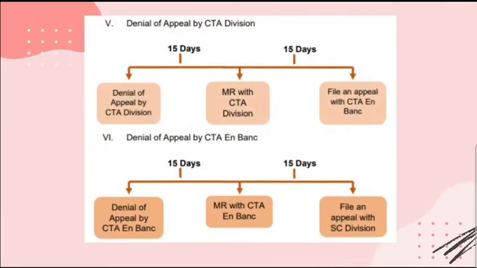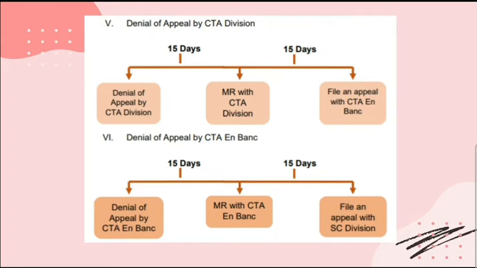So, in the fifth step, if the Court of Tax Appeals Division denies the appeal, the taxpayer may file a motion for reconsideration before the same Court of Tax Appeals Division within 15 days from the receipt of such decision. Then, if the motion for reconsideration is denied, the taxpayer may file an appeal with the Court of Tax Appeals en banc within 15 days from the receipt of such decision.